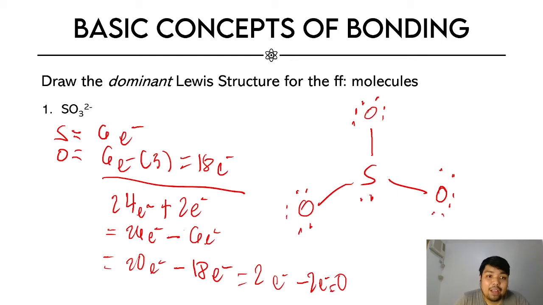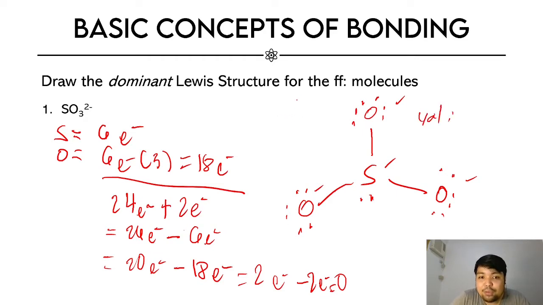So to further validate, we inspect if all of the atoms have a complete octet. So oxygen has 2, 4, 6, 8. So this also has a complete octet. 2, 4, 6, 8. So this also has a complete octet. And finally, 2, 4, 6, 8 valence electrons. So the sulfur atom also has a complete octet. So this is a valid Lewis structure.